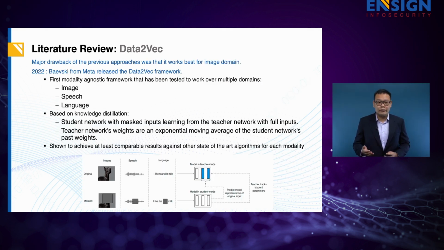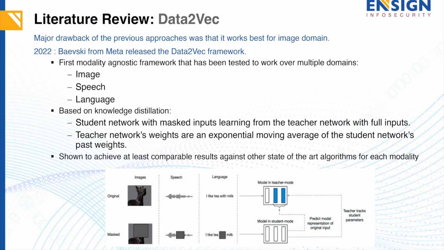In 2022, Bevsky from Meta released the Data2Vec framework, which was touted to be the first modality-agnostic framework to be tested over multiple domains, particularly image, speech, and language. It is largely similar in principle to the earlier two works as it involves masking the inputs. However, instead of employing autoencoders, which involves encoders summarizing the input data, and decoders reconstructing the input data via the encoder's output, the Data2Vec framework is actually based on a knowledge distillation approach.